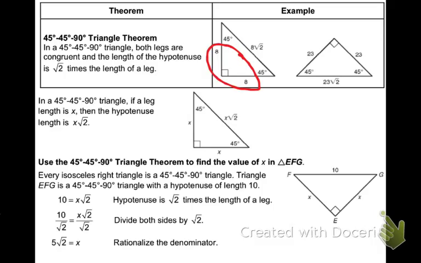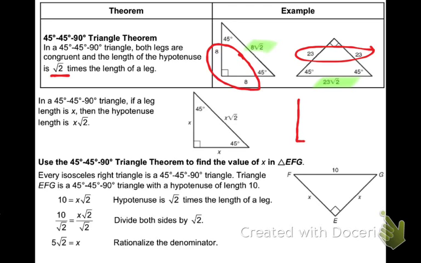The triangle, both lengths are congruent, and the length of the hypotenuse is the square root of 2 times the length of the leg. It is a special rule. So for instance here, if the legs are 8, my hypotenuse is 8 square root of 2. And that is true every time for 45, 45, 90 triangles. Another one, if my lengths are 23 and 23, then my hypotenuse is 23 square root of 2.